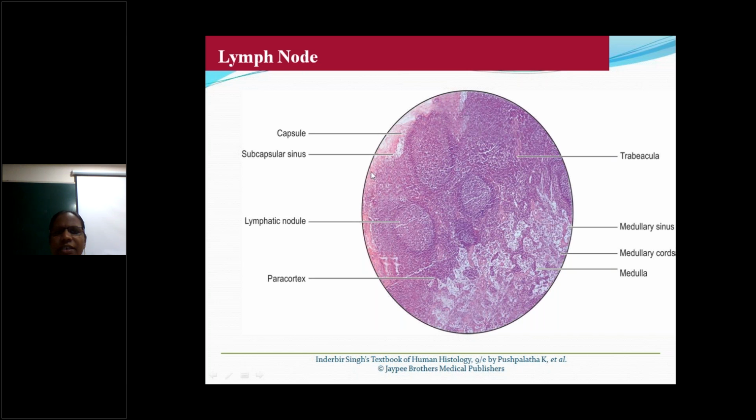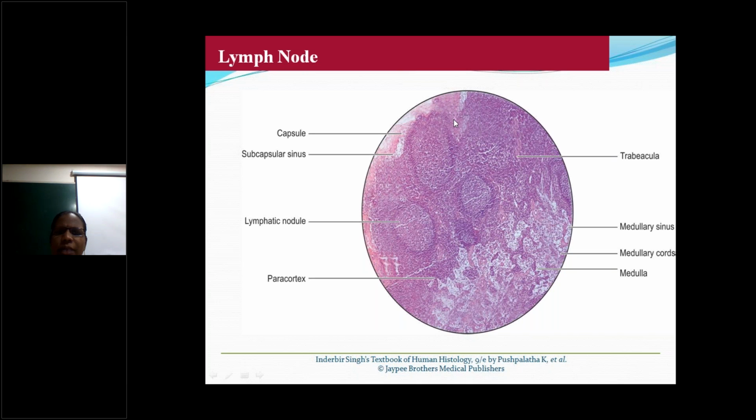This part we call a fibrous connective tissue capsule. The pink shaded part is seen. It contains connective tissue fibers, some blood vessels, some fibroblast cells, and some lymphocytes. So this is the fibrous connective tissue capsule.